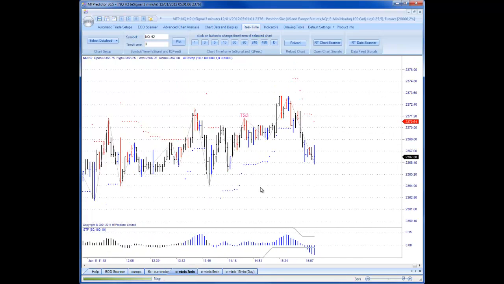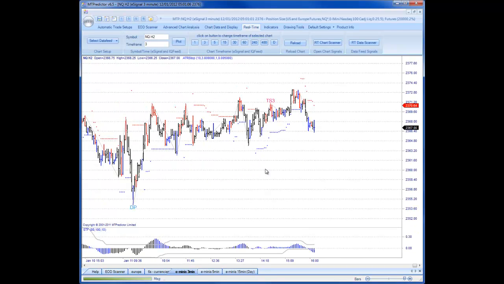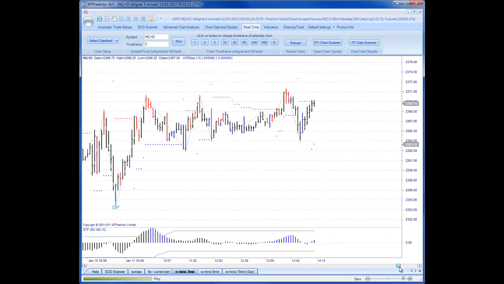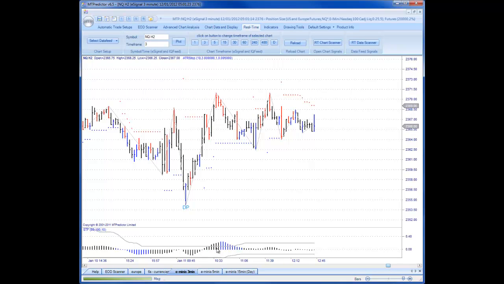On the NQ we had a couple of setups here. This one, this TS3 sell, you can see is against a blue STF, so therefore standard traders would not consider that, so you would avoid that. The only one that standard traders, and I'll zoom in a bit here, standard traders would have considered, and this is one we were looking at in our trading room yesterday, was this automatic DP buy here.